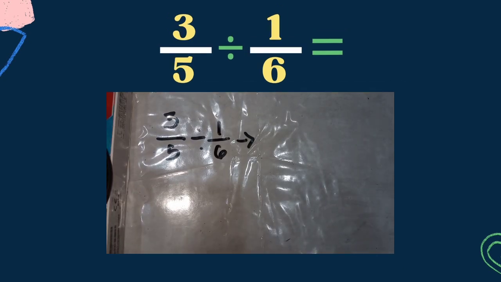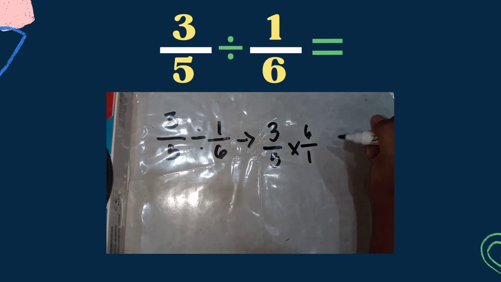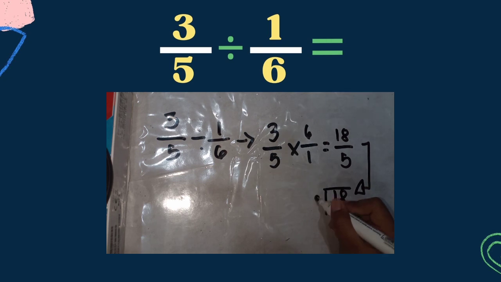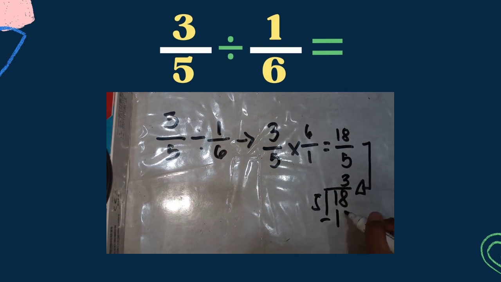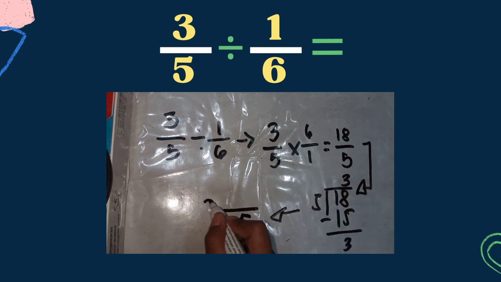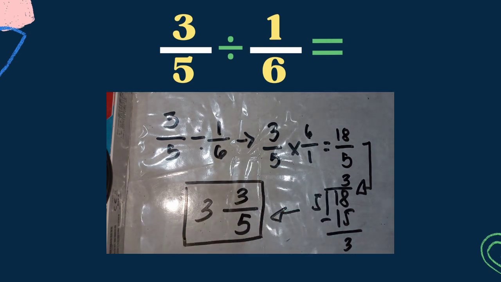Just like what we did earlier, copy the first fraction, 3 over 5, change the operation to times, and take the reciprocal, 6 over 1. 3 times 6 is equal to 18, and 5 times 1 is equal to 5. But that's not the final answer because that's an improper fraction. So we have to transform that into a mixed number. And there we have 3 and 3 fifths as our final answer.